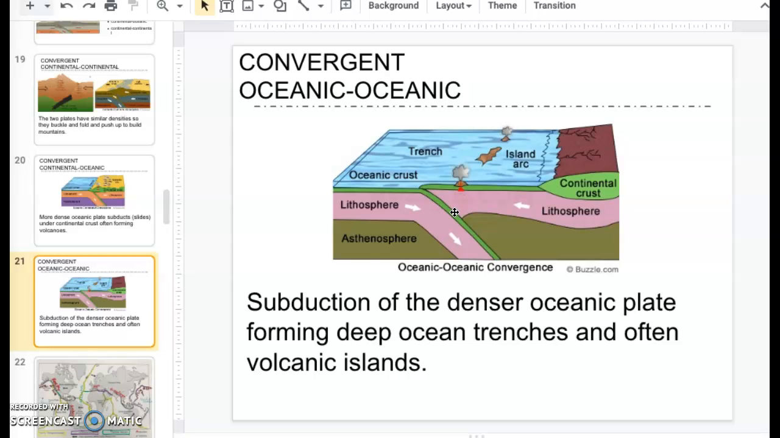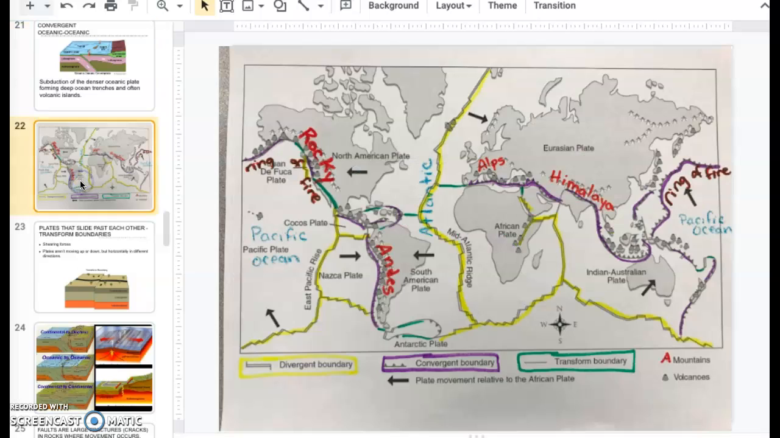But we do end up with mountains again, this time in the form of an island arc. So the volcanic activity that's happening will eventually grow tall enough to stick out of the ocean and create an island. So let's look at those on the map as well.